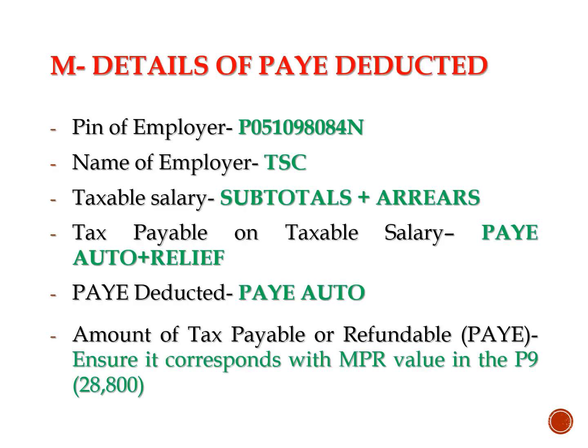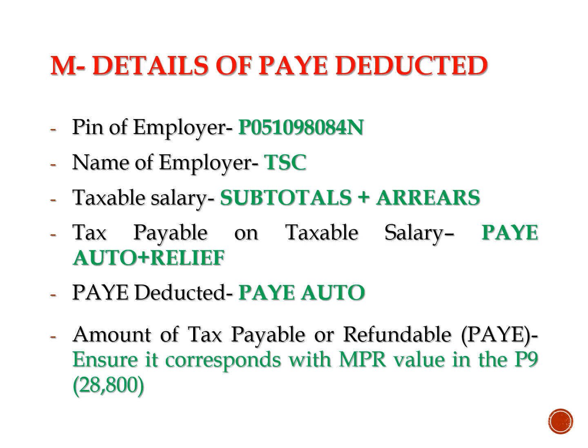Then you are going to move to M, that is the details of the payee deducted. The PIN of the employer is the same one we had entered before. It is there. The name of the employer remains TSC. The taxable salary is the subtotals directly picked from your P9, plus arrears, if any. So don't find there are no arrears in your payslip and think there's a problem. It is not a must that it is there. Sometimes you'll find arrears, sometimes there are no arrears. So if there are no arrears, just move on and write your subtotals.